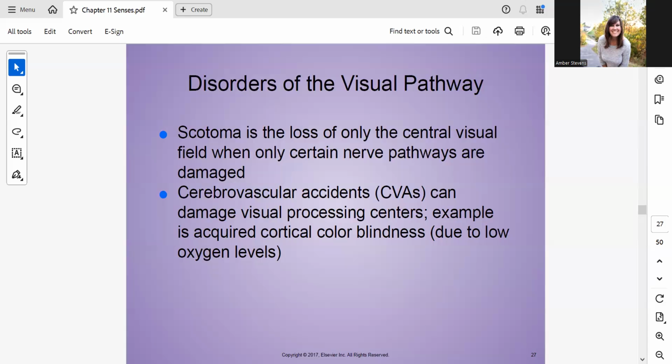And then visual impairments from CVAs or cerebral vascular accidents or strokes can damage visual processing centers in the brain, which would disrupt the ability to interpret visual information. So, a specific example of this is acquired cortical color blindness. That's a condition where individuals lose the ability to perceive colors due to the damage in the brain's color processing region. And it often occurs when oxygen levels are insufficient during a stroke.